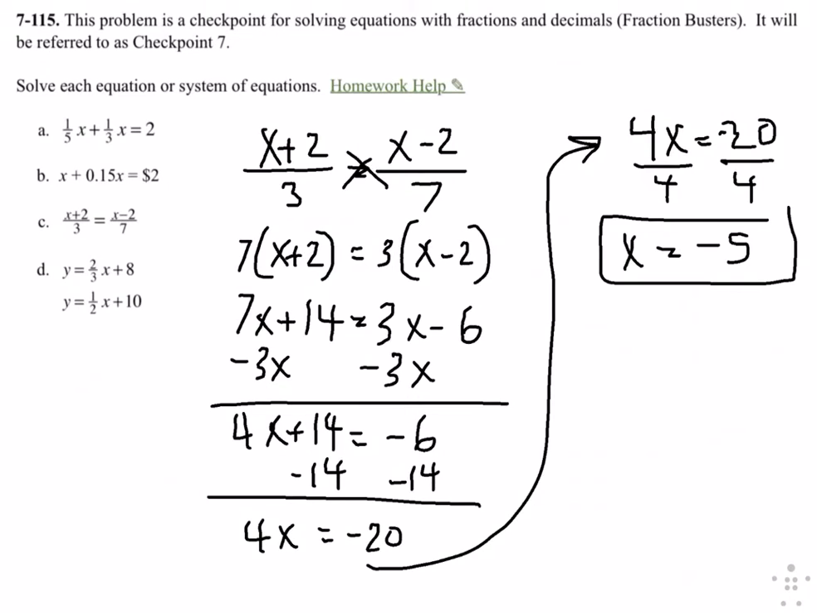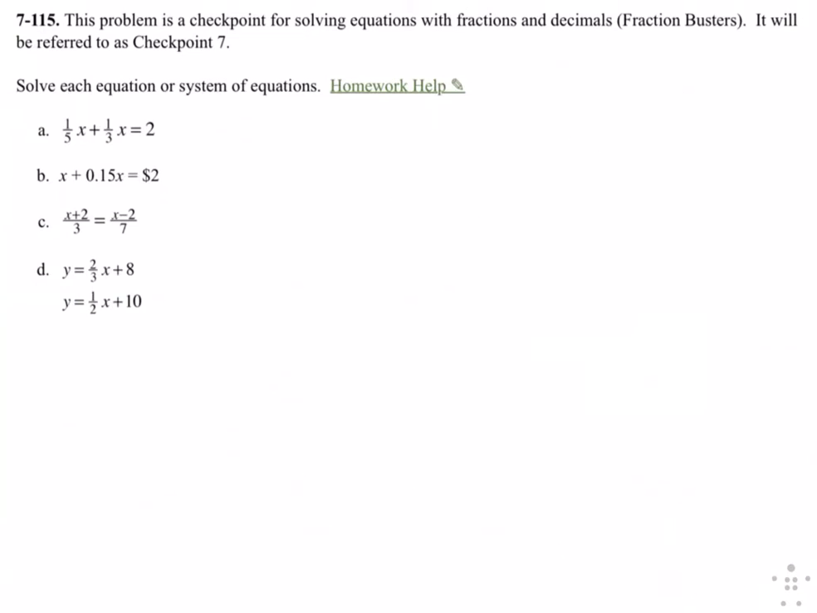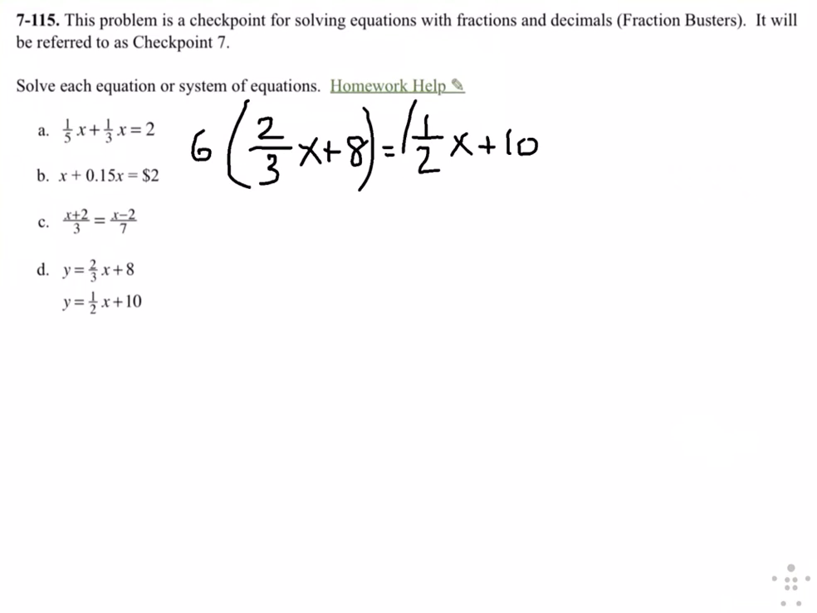And the last one, we have a system of equations, and they're both set equal to y. So we can use the equal value method. Since they both equal y, then they both equal each other. So I take the right-hand side of both, 2/3 x plus 8, and I set them equal to each other, equals 1/2 x plus 10. We could get rid of our fractions by multiplying by 6, right? And we get 4x plus 48 equals 3x plus 60.